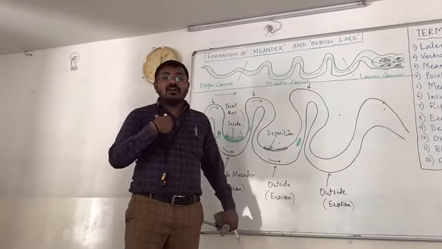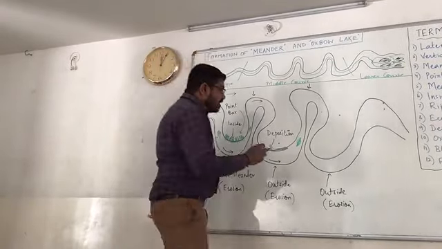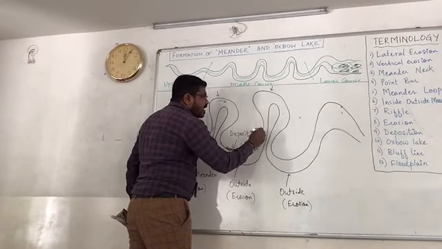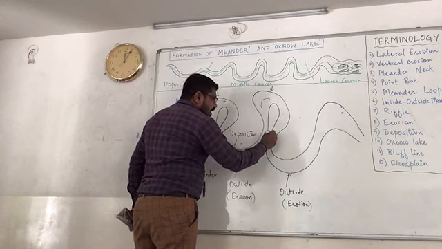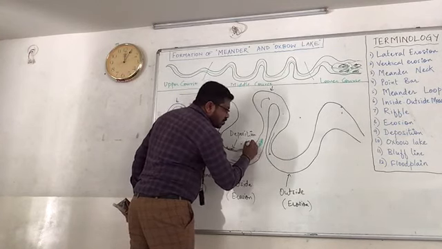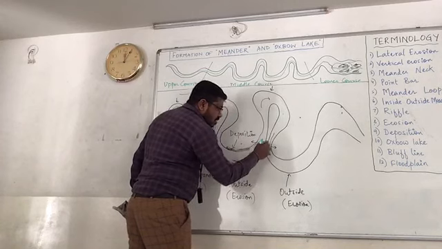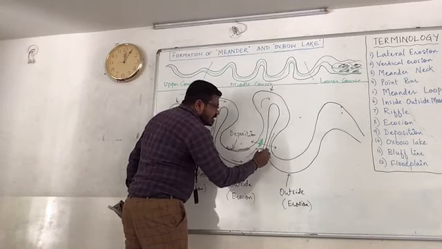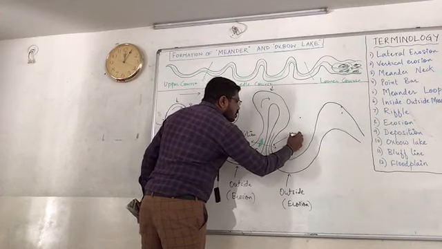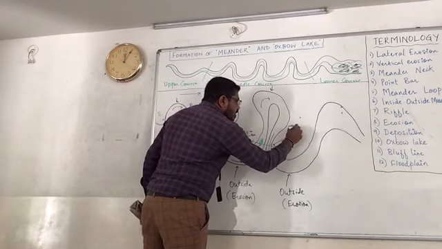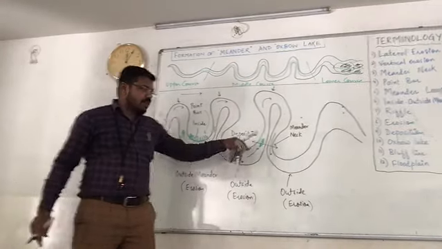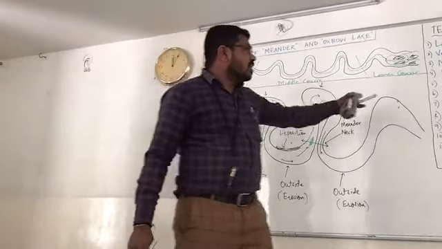Now what is the neck of the meander? This portion, if you see, this is the entry. From here the river is entering, this way the river is flowing, and here it is coming out. So this portion is known as the meander neck. So the meander neck is formed over here, right? Now look at the other terms.